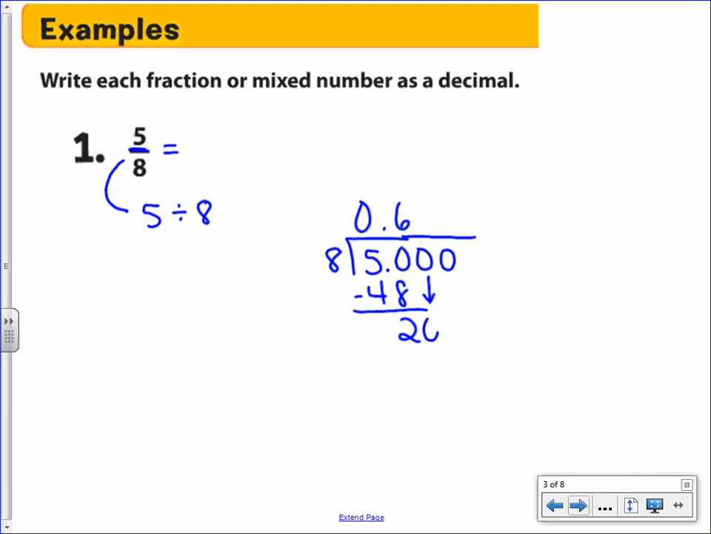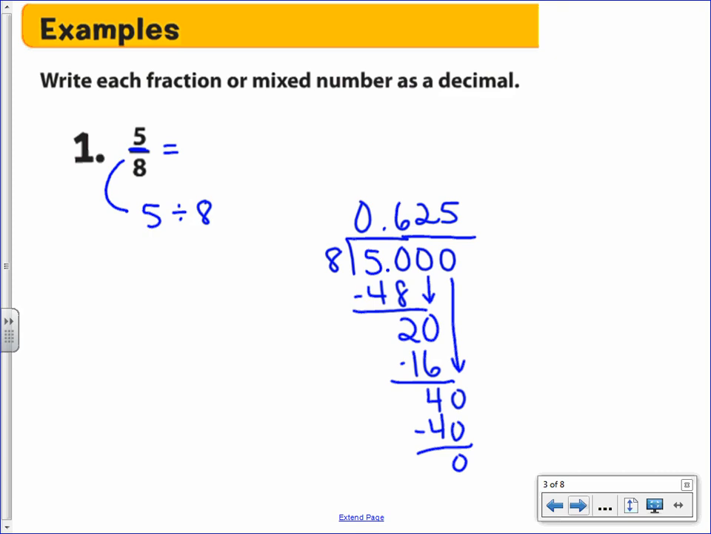I bring down a 0. 8 goes into 20 2 times, and 2 times 8 is 16. I subtract and I get a 4, and I bring down a 0. 8 goes into 40 5 times. 5 times 8 is 40, and I have a remainder of 0. So there's where my decimal ends.